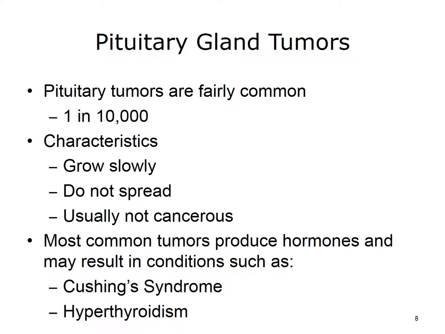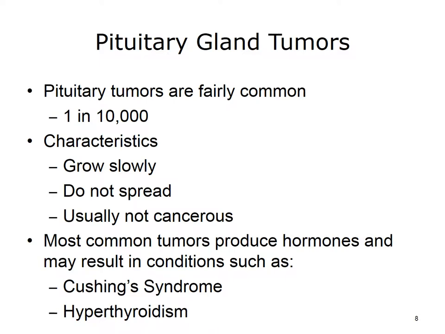Pituitary tumors are fairly common. Statistics indicate that about 1 in 10,000 persons will develop a pituitary tumor. Pituitary tumors grow slowly, do not spread, and are usually not cancerous. The most common type of pituitary tumor produces hormones and affects the balance of the hormones in the body. This type of tumor may result in conditions such as Cushing's syndrome and hyperthyroidism.